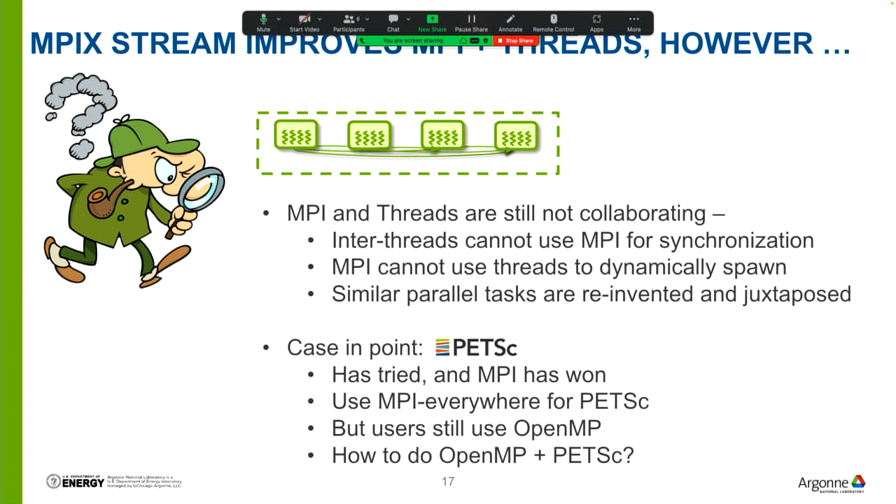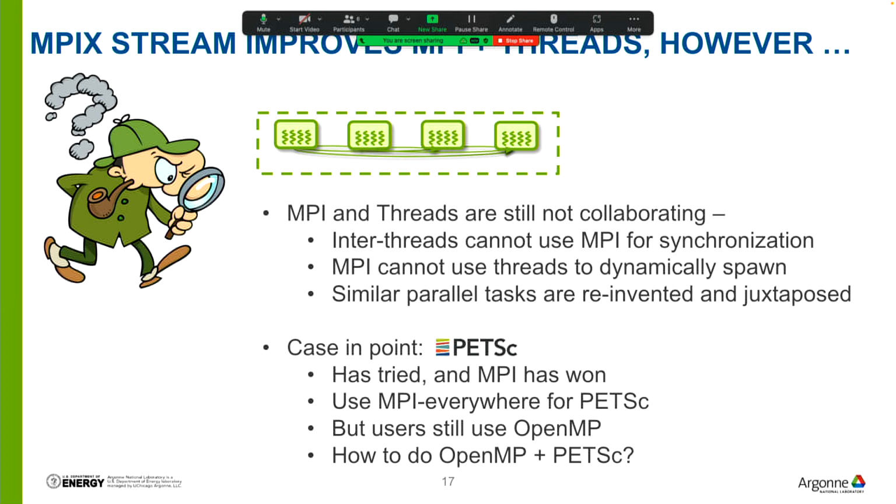However, MPI and the threads are still not collaborating. For example, inter-thread communication cannot use MPI, and MPI cannot utilize the threads' ability to expand its runtime, expand its parallel environment. Also, similar tasks, like collective tasks, are often reinvented in your thread parallel region, which MPI has already solved for you. Case in point is PETSc. PETSc folks are very clever, smart, and diligent folks who have tried but given up, and MPI has won. And now PETSc only uses MPI everywhere.